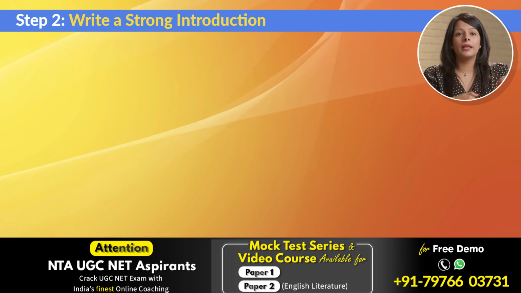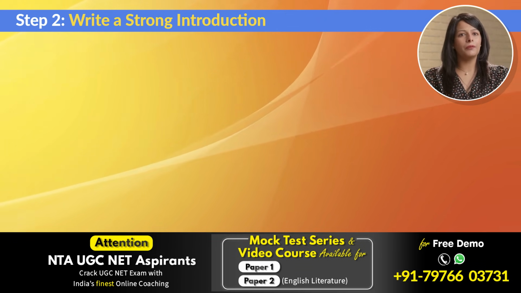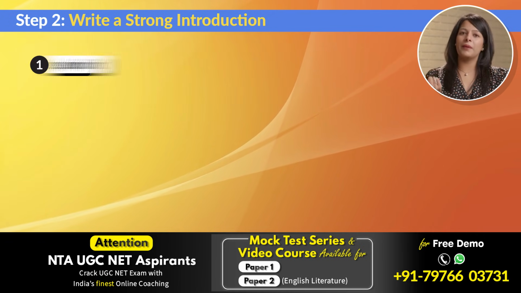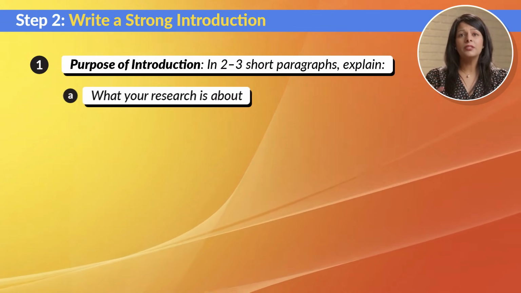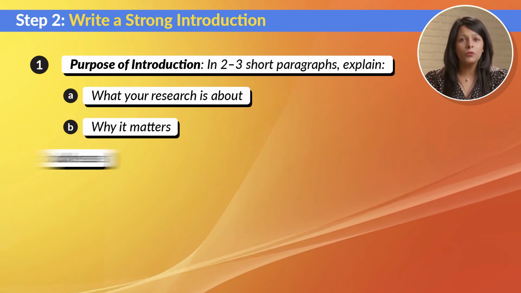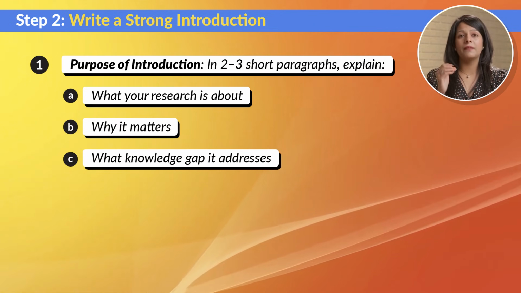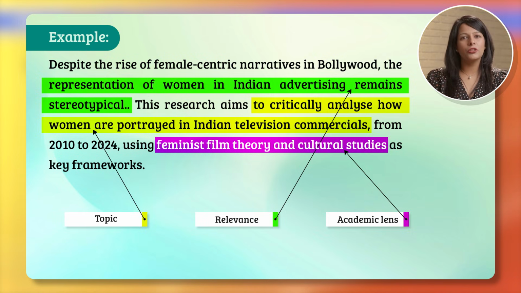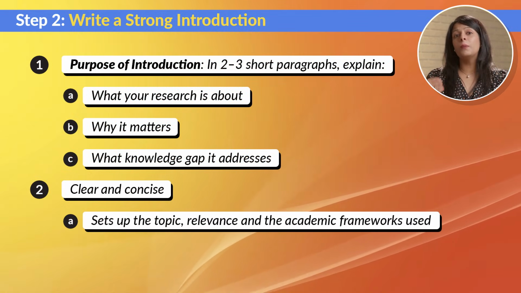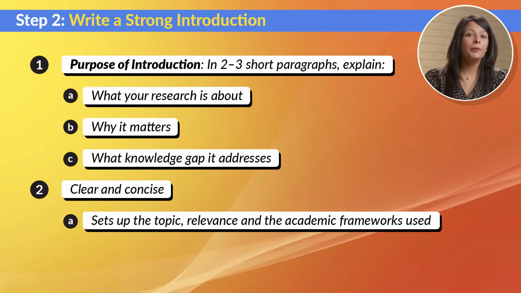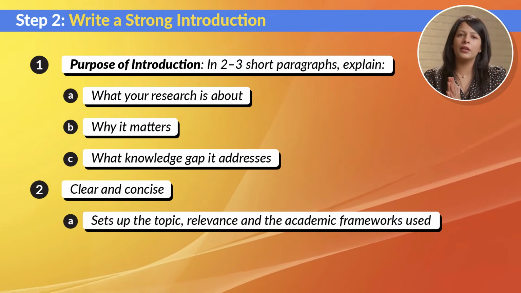Coming back. Now, the next step is writing the introduction. In just 2 or 3 short paragraphs, you need to explain what your research is about, why it matters, and what gap in knowledge you are hoping to address. For instance, the introduction to our example could be something like this. Notice how this introduction is both clear and concise. It establishes the topic, the relevance, and the academic lens through which the research will be conducted.